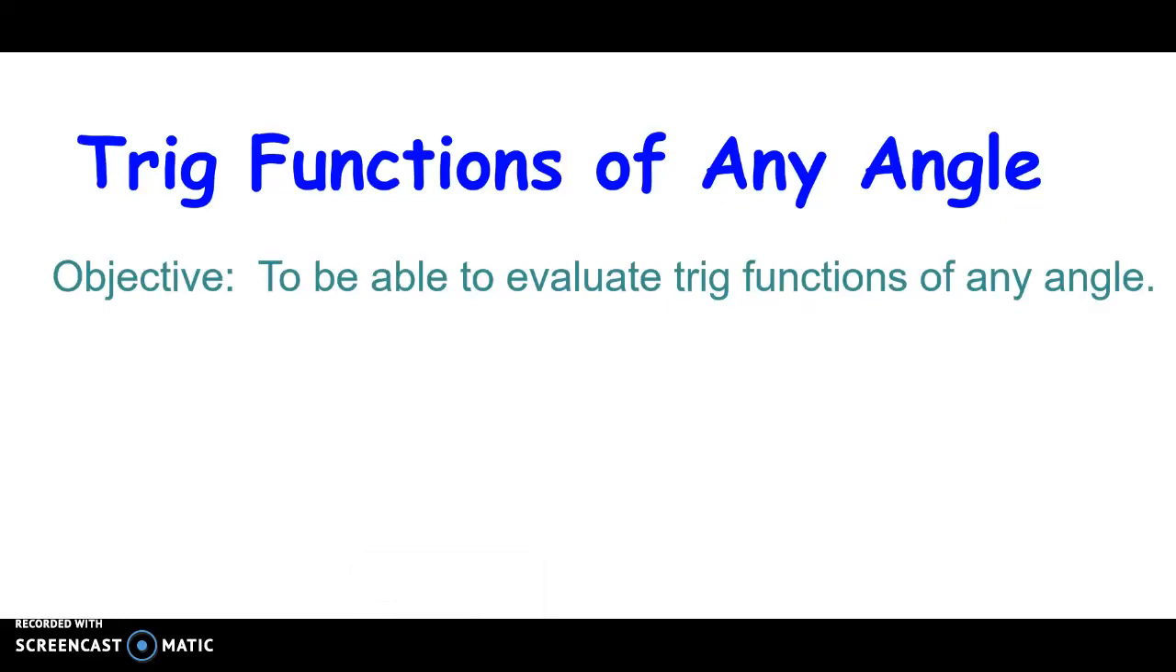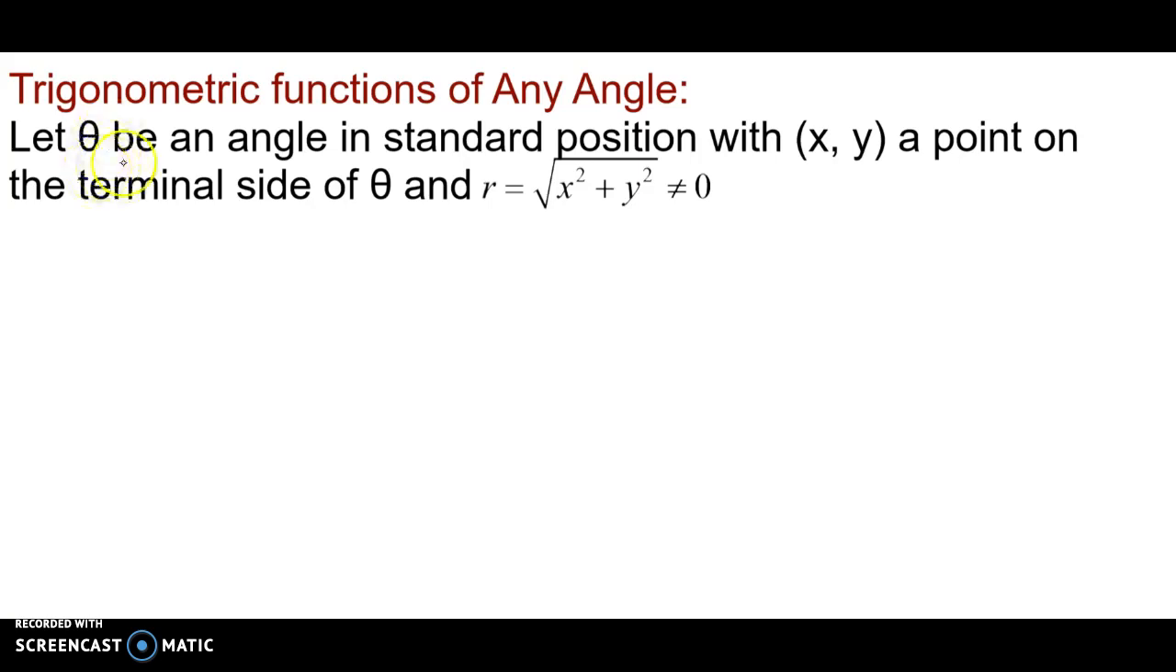All right, we're going to talk about trig functions of any angle. So it doesn't even have to have a radius of 1. So we're no longer on the unit circle anymore. Okay, so it says here, let theta be an angle in standard position with x, y a point on the terminal side of theta, and the radius being the square root of x squared plus y squared, which does not equal 0.